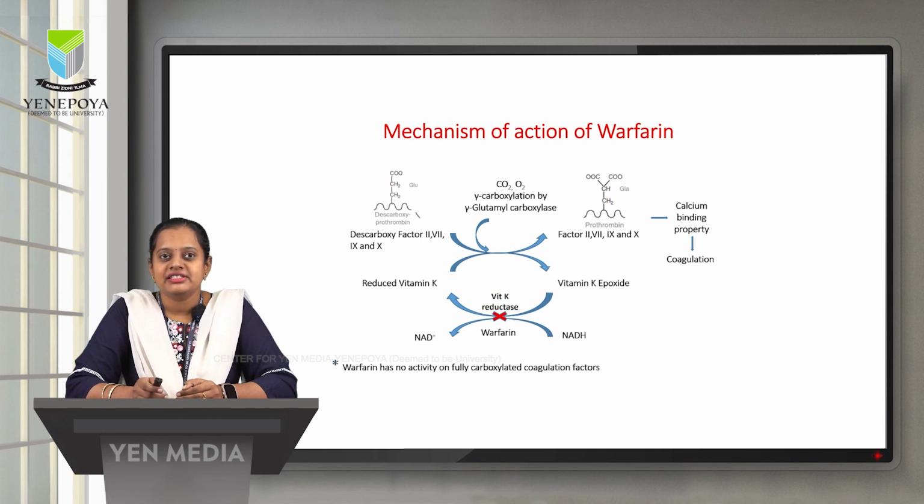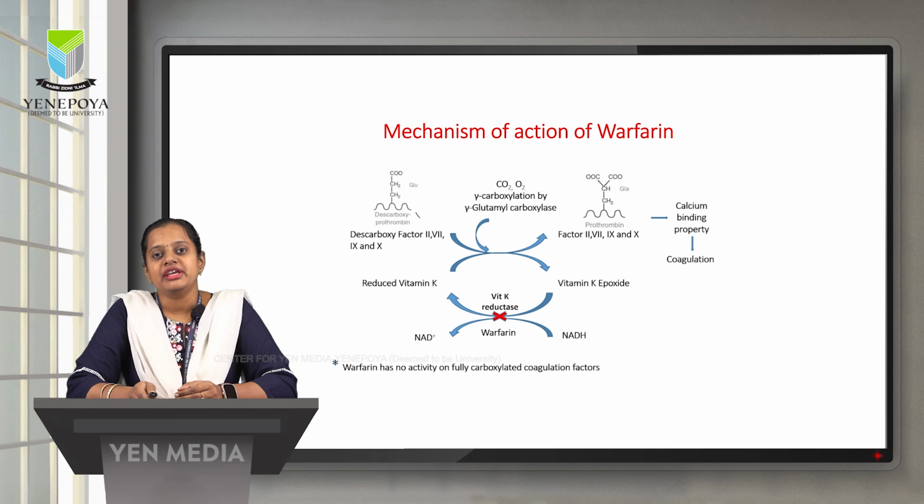I'll repeat the mechanism once again here. The descarboxy factor 2, factor 7, factor 9 and factor 10 are hypofunctional blood clotting factors which are present in the blood. They will be activated in presence of gamma glutamyl carboxylase enzyme and reduced vitamin K, carbon dioxide and oxygen to form factor 2, factor 7, factor 9 and factor 10. And reduced vitamin K will be oxidized to vitamin K epoxide in this process, and the factors thus formed will be involved in the clotting process and form the blood clot.